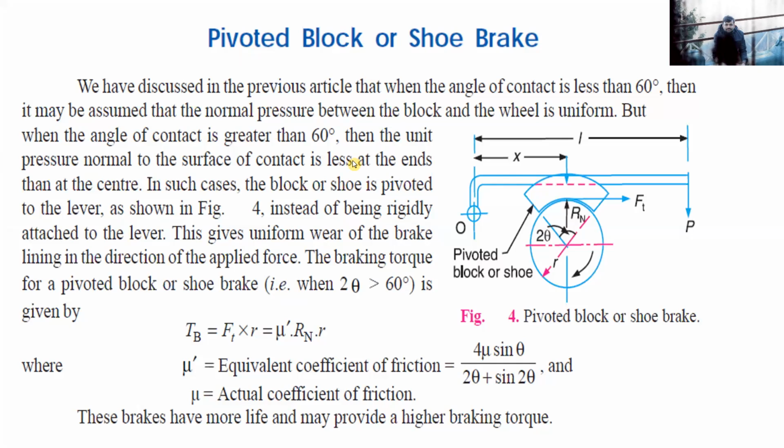In this case, the difference between the simple block and this pivoted block is the angle of contact. In the previous case, the angle of contact was less than 60 degrees, and the block was strictly attached to the lever. But in this case, the angle of contact is more than 60 degrees. As you can see, this 2 theta value is more than 60 degrees.